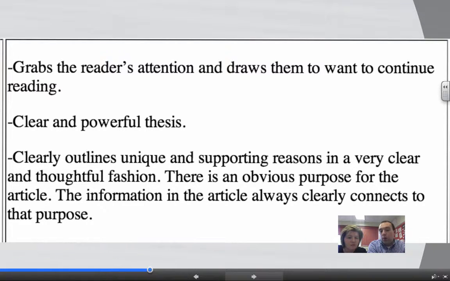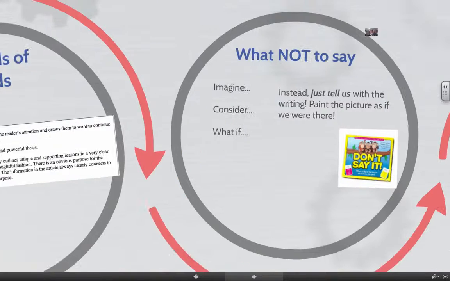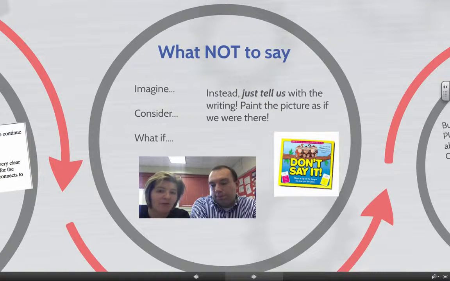So in the mastery, we worked on just being clear and having a thesis. In this case, we're expecting you to take it to the next level. We asked you to grab the reader's attention, but now we really want you to captivate the reader and make them want to read on. Some things we told you to do in mastery was to use what we called the PBS voice to kind of paint the picture for us.